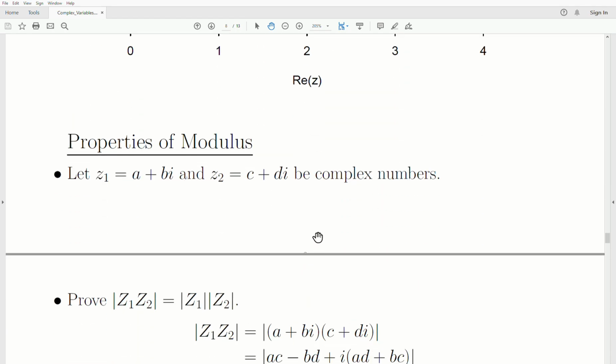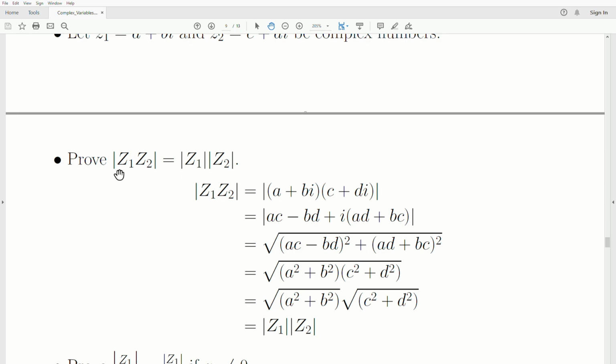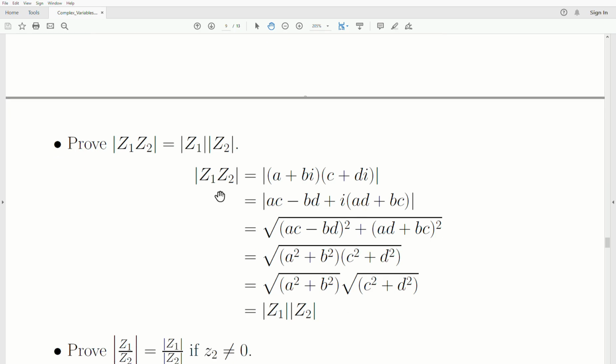So some properties of modulus. Let's let z1 and z2 be complex numbers. We want to prove that the modulus of the product of complex numbers is equal to the product of the moduluses. Or is it moduli? Help me with that in the comments. So let's look at that.